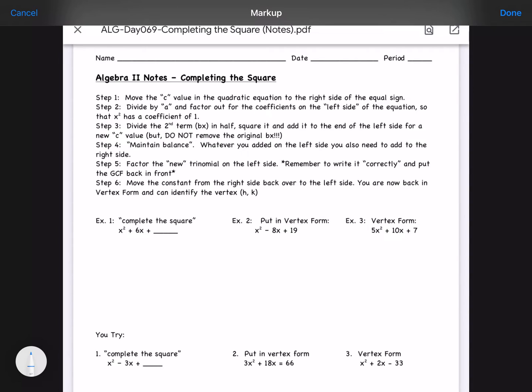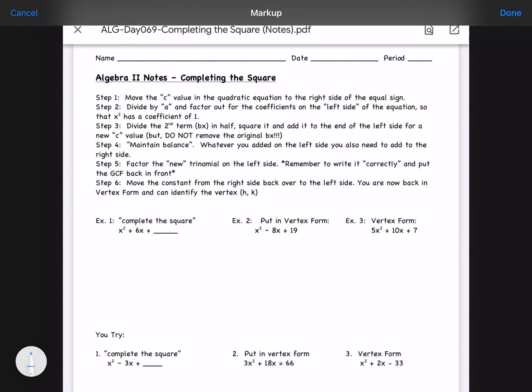So then step 2, we divide the a value and factor out for the coefficients on the left side of the equation. Basically, we're trying to get the x squared to have a coefficient of 1. Then we divide our second term, the b term, in half, and we square it, and we add it to the end of the left side for a new c value. But we don't remove the b value. We maintain balance, step 4. Whatever we added to the left side, we need to add to the right side.